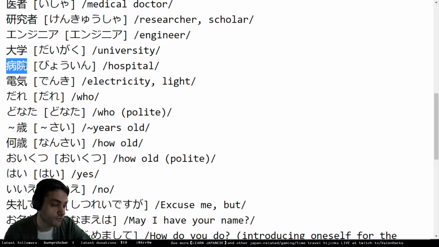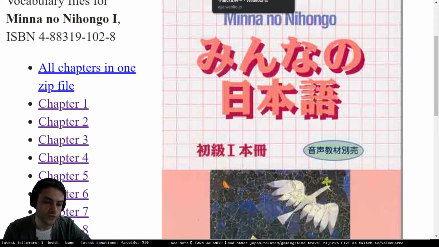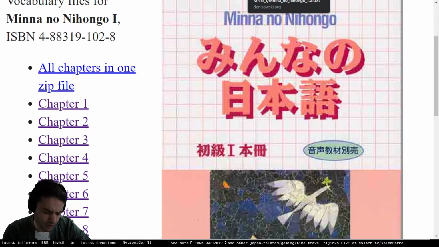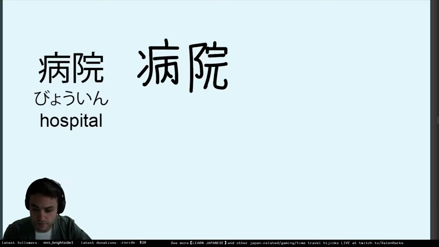Daisuki is not on your vocabulary list if you're following Minna no Nihongo for chapter 1. But I want you to throw daisuki into your rotation because I want you to learn and say love because we don't have enough of it in this world, and I want you to be a spreader of it, okay? So just know that it's not in here, but you're throwing it into your rotation, right?